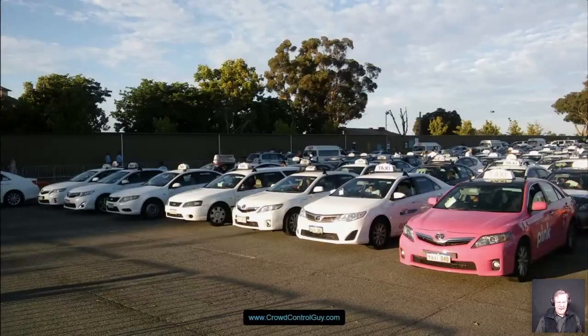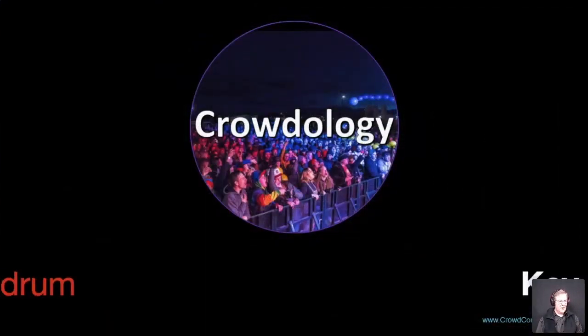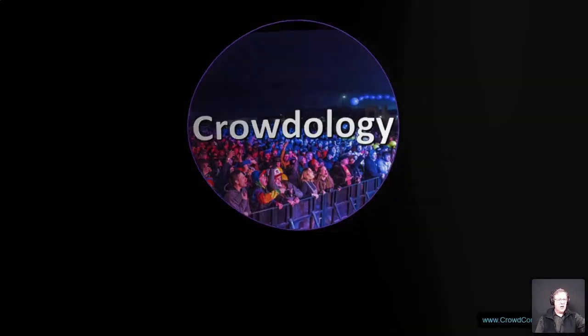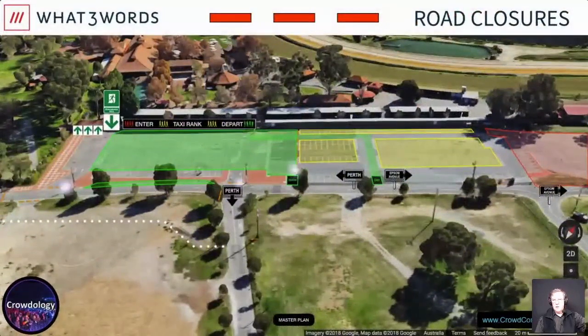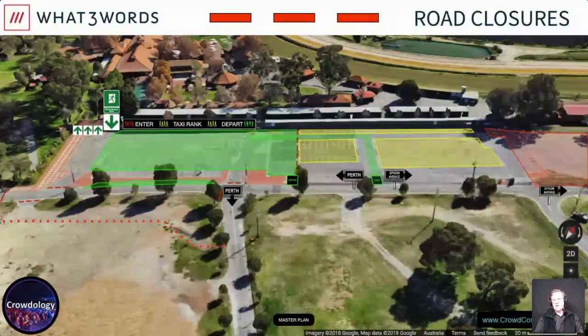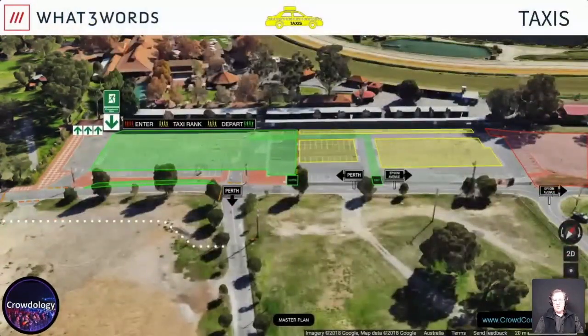Now, I could talk about this for hours. It's fascinating, but I'm not going to. I'm going to show you. So, road closures go in place. The area that is of attention is actually the green bit. Put everything in place, and each one of these sheets, these screens, can be used as an A4 laminated document.